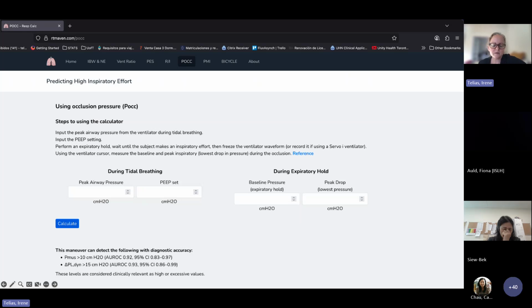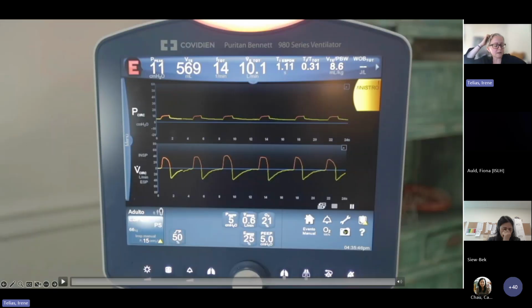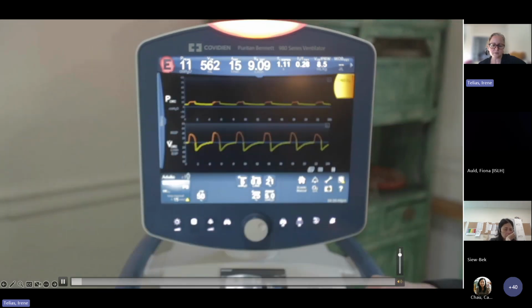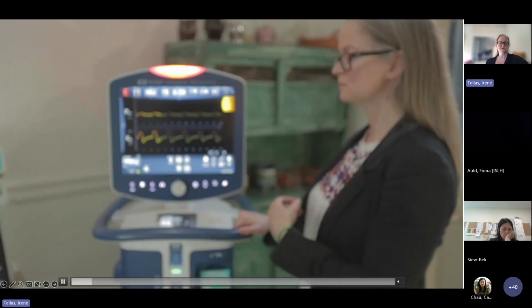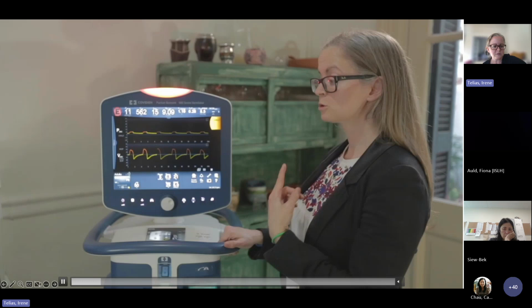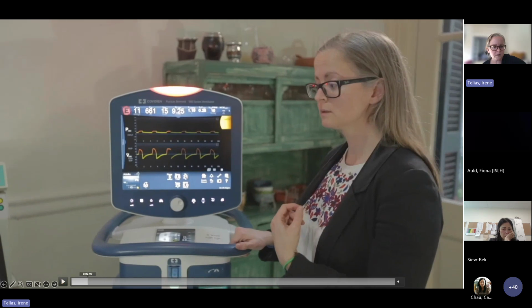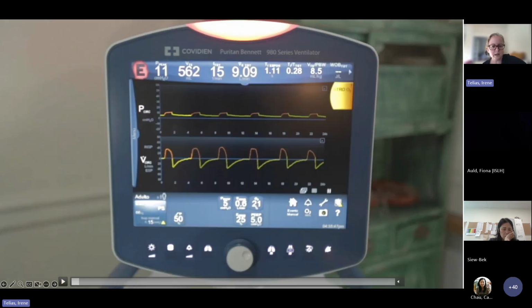Okay. Yeah. So I have a video. I don't know how many of you have done this, but I have a video to demonstrate on a fake patient how to do this. And I will walk you through. So this patient is on pressure support. Sorry, I'll go back. Let's see here. You see pressure support is 5 and PEEP is 5, but we have no idea of how much effort the patient is doing. Okay.